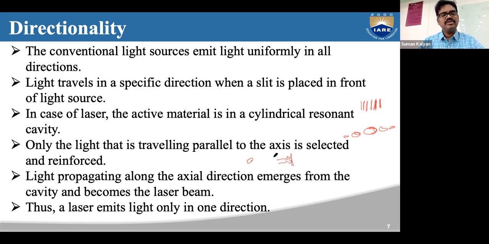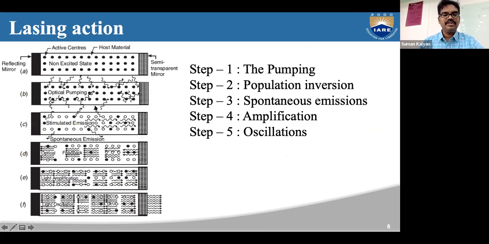Okay. So what happens to the others? So we have seen here. What happens to these photons which are moving from here, going in this direction? These photons will be moved out, and they are lost. We lost them forever.